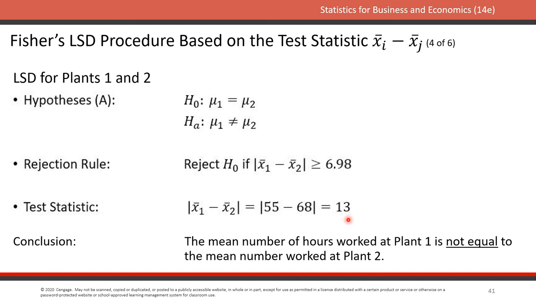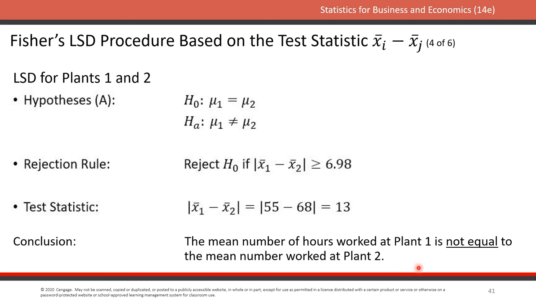So let's check. Looking at the first two groups, again, is the absolute value bigger than 6.98? Well, looking at this difference, the size of the difference is 13. The absolute value of this is 13. So yes, the size of this difference is bigger than 6.98. Now it's in the opposite direction. That is, x2 is bigger than x1, but that's okay. We're just looking at the size of the difference. So in this case, the size of the difference is bigger than 6.98, and that means we have a statistically significant difference between plant 1 and plant 2.